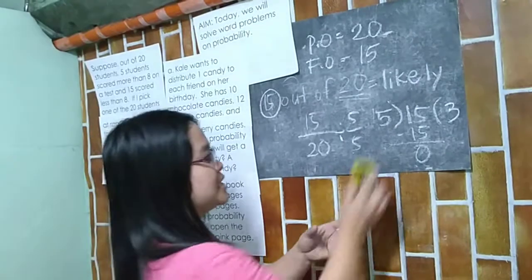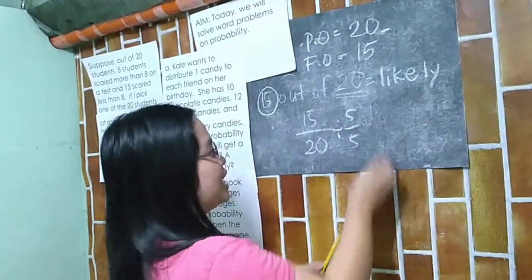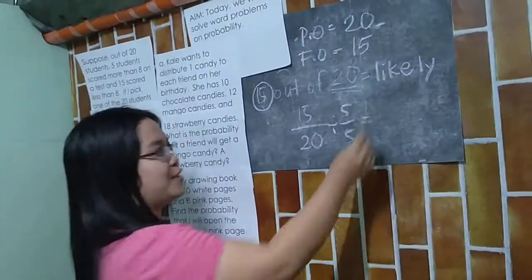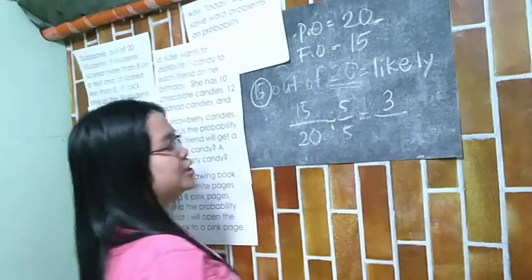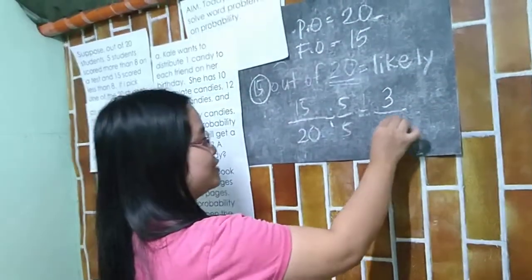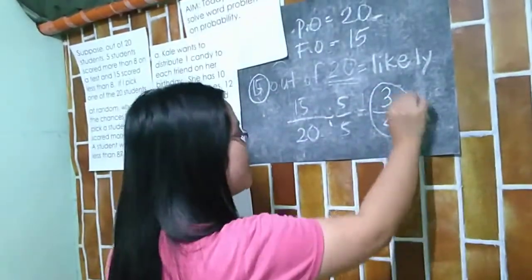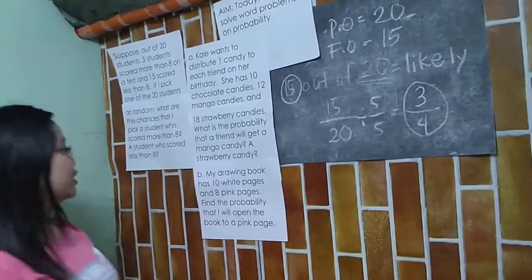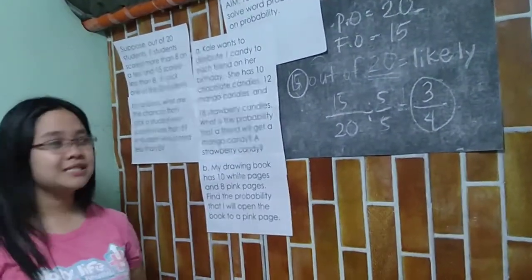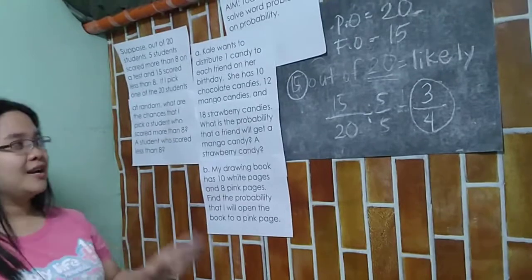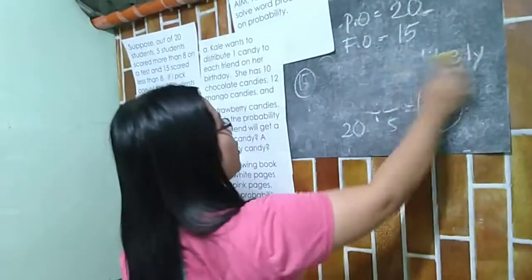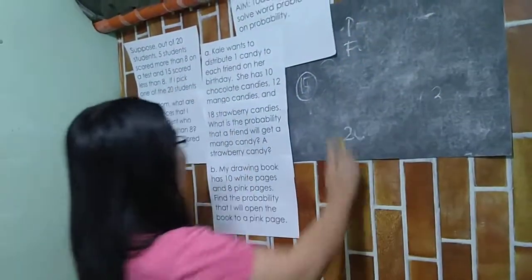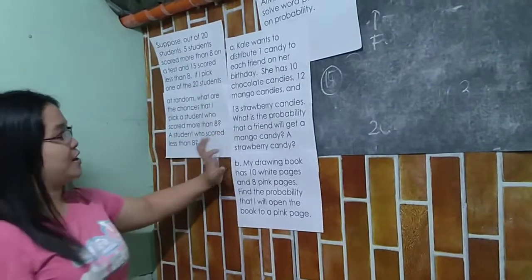So, divide both sides by 5. So, that will be 15 divided by 5 is 3. And 20 divided by 5 is 4. So, the probability of picking a student who scored less than 8 is 3/4. Now, let's apply that one more in our next problem. So, let me read it first.